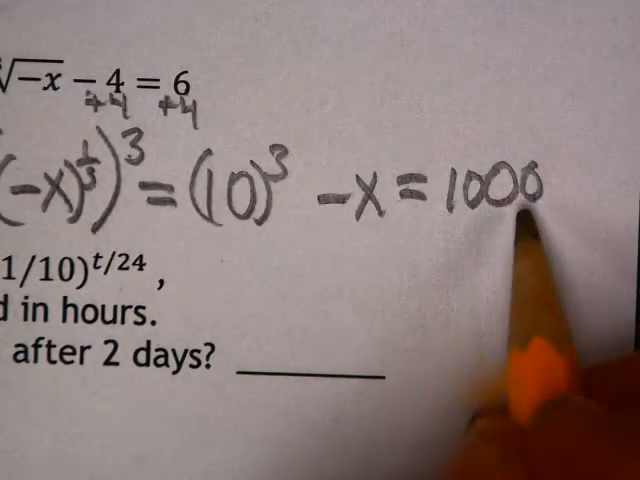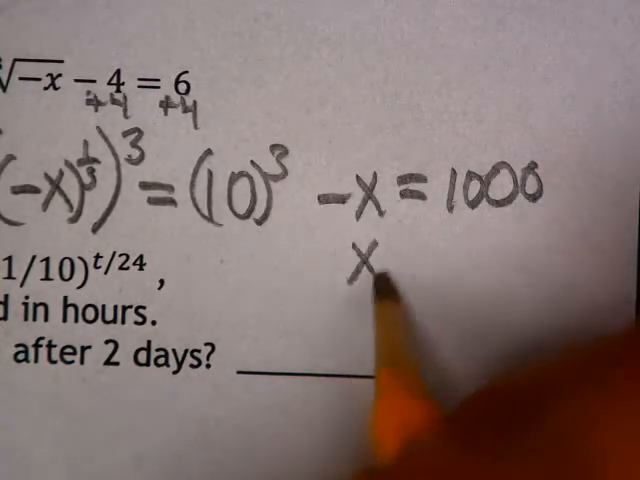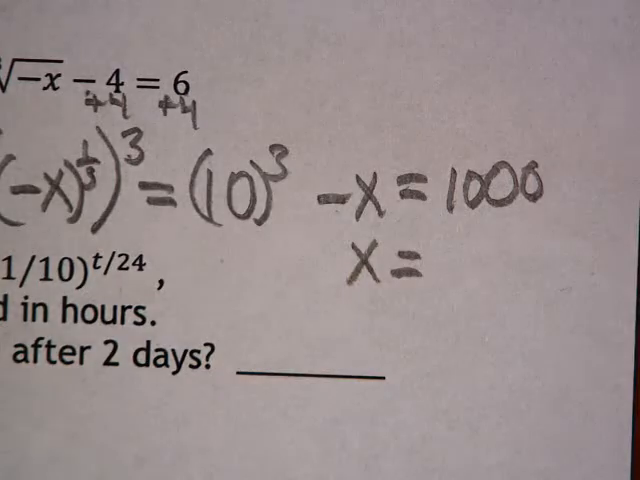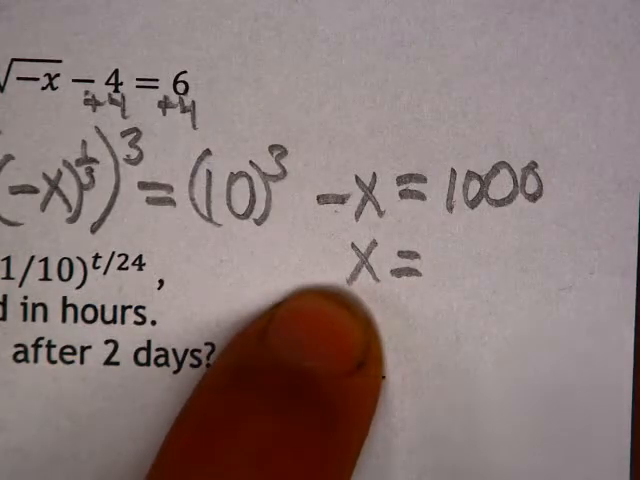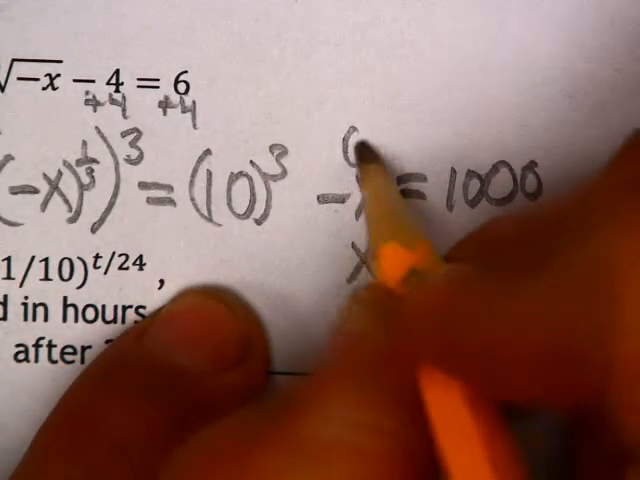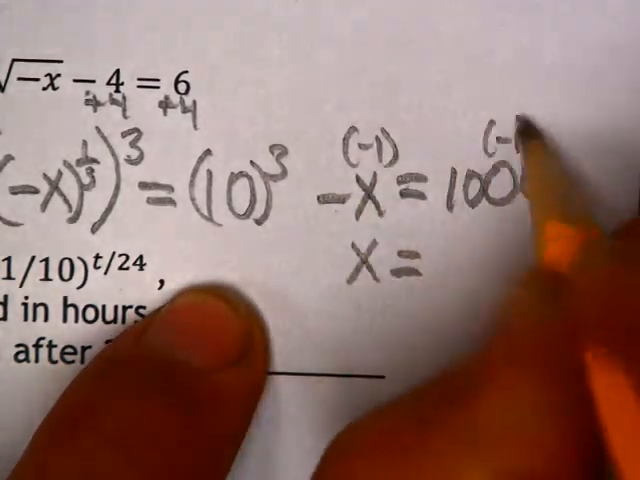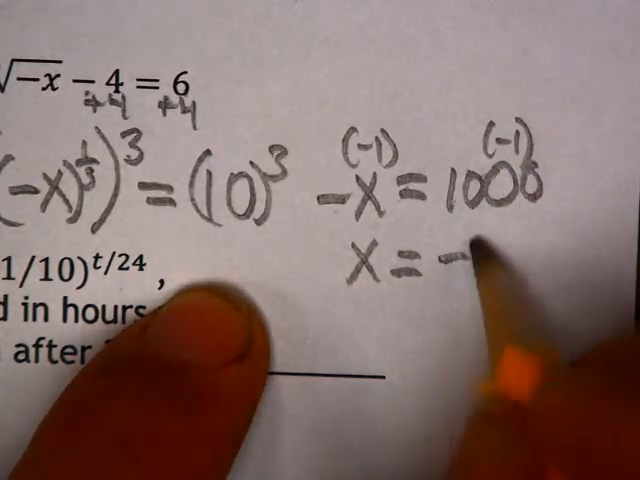If a negative x is positive 1,000, positive x, multiply both sides by negative 1 if you need to see it that way. Negative x times negative 1 is positive x. So let's just show you. Times a negative 1 times a negative 1. 1,000 times negative 1 is negative 1,000.